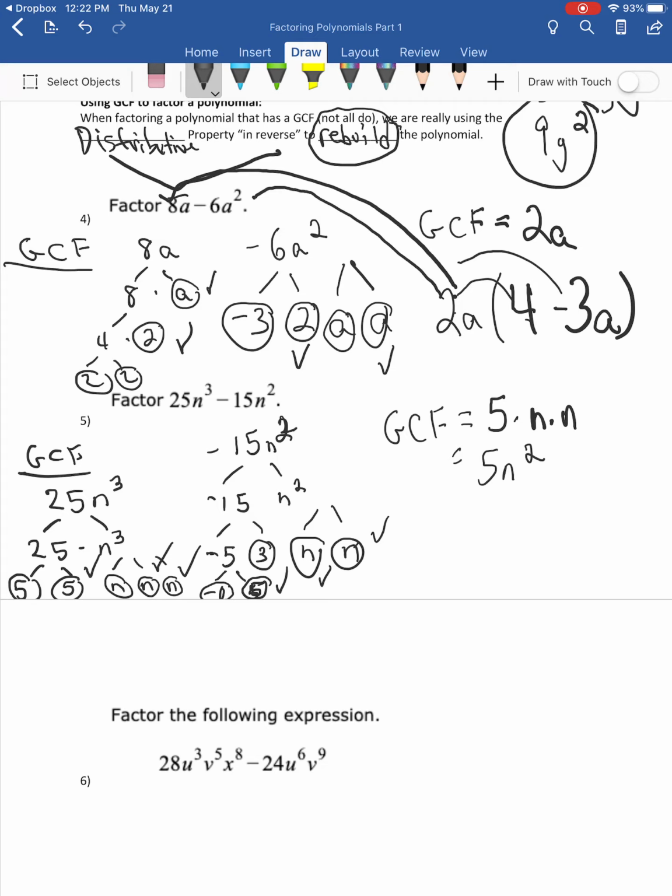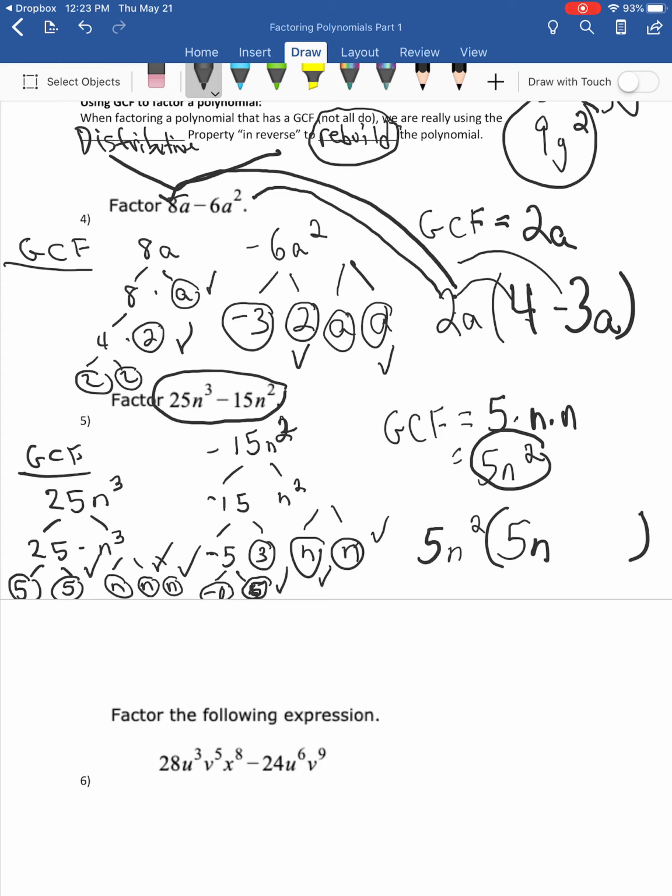Okay, so now let's rebuild this by using the GCF. So we're going to put the GCF in front of the parentheses. Okay. 5n squared times what gives you 25n cubed? Well, 5 times 5 will give us the 25. And then from n squared, we need an n cubed, so we need one more n.